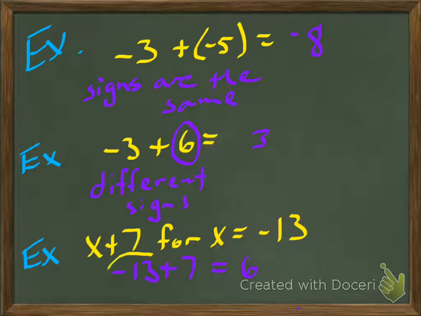And then which one's bigger? The 13 or the 7? The 13 is. So then we put -6. Just think of it this way. You have 13 negatives and 7 positives. Who's going to win? The 13s, because it's bigger. And you're going to have 6 of them left over. That's all there is to it.